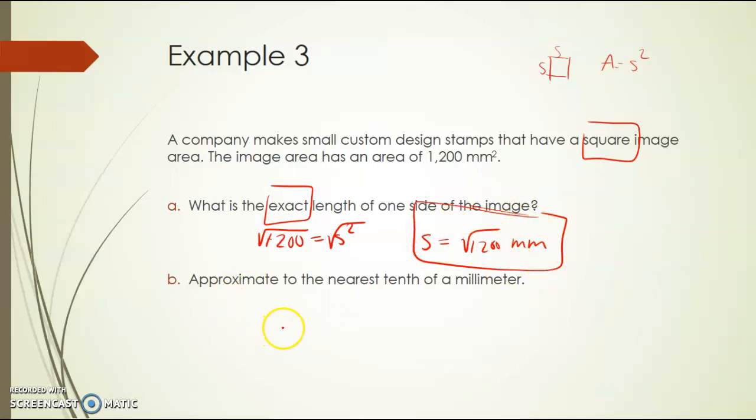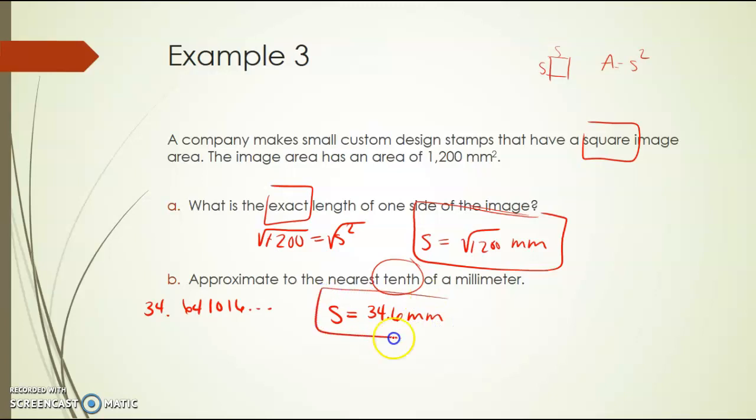Now, to approximate, I type that into the calculator, I hit square root, and it wants nearest tenth, so that first decimal. This is what I'm seeing in my calculator right now, and it goes on, and I'm not going to write all of them, but I just want you to see some of what I see, and then this just keeps going. So if I'm going to go to the nearest tenth, then my side length is going to be 34.6 millimeters. So I just found the square root of the 1,200 and then rounded to the nearest tenth.